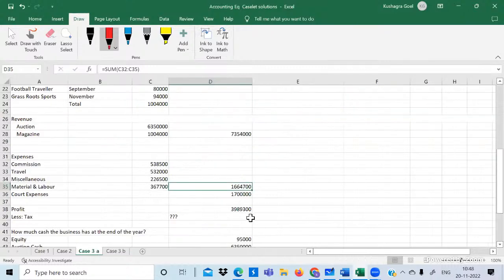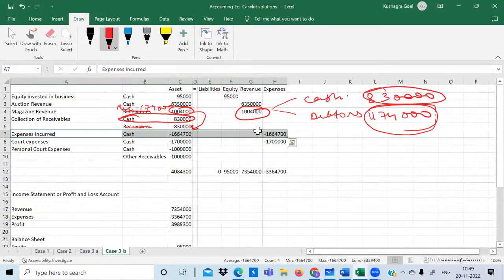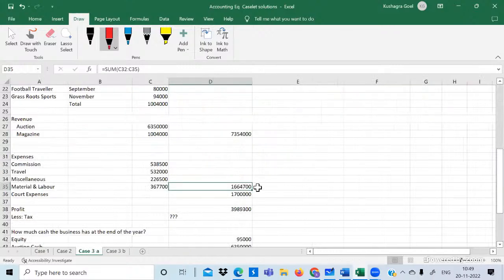So what are my expenses? My expenses over here are the commission cost, traveling cost, miscellaneous cost, the material and the labor cost, which put together is 16,64,700. So I'll take that, and nothing is mentioned, so I'll assume that the amount has been paid. So cash will go out. I'll write it under the asset column saying that cash balance is going down, and on the expense column, I'll show it as an expense, which is 16,64,700.